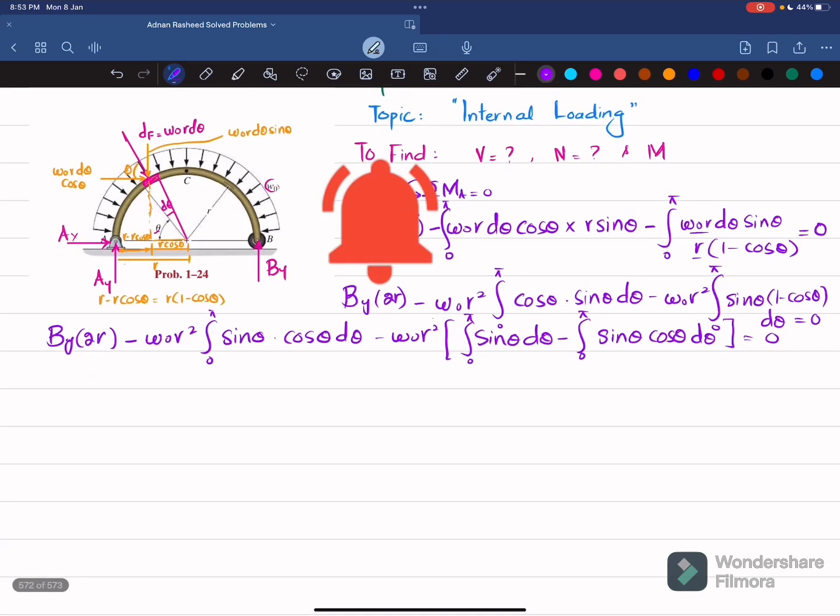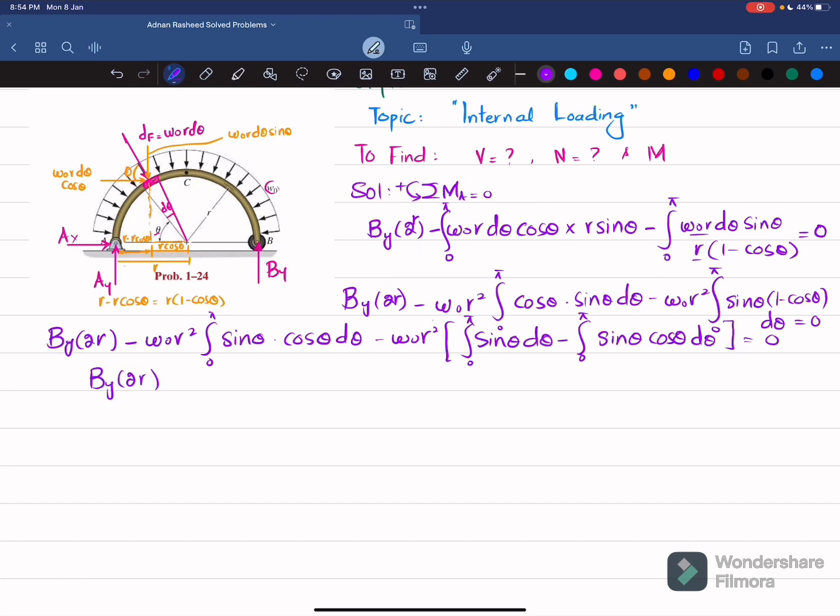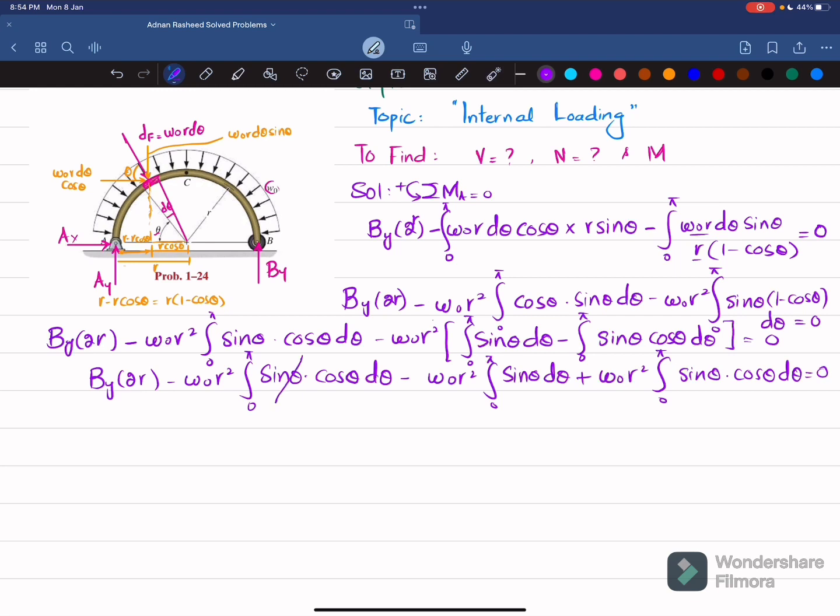Okay, so we will get By into 2r minus w naught r square into integral of 0 to pi sine theta into cos theta d theta, minus w naught r square integral of 0 to pi sine theta d theta, and that will be plus w naught r square integral of 0 to pi sine theta cos theta d theta is equal to 0. So you can see this will cancel with this, and we will be left with By into 2r minus w naught r square integral of 0 to pi sine theta d theta is equal to 0.